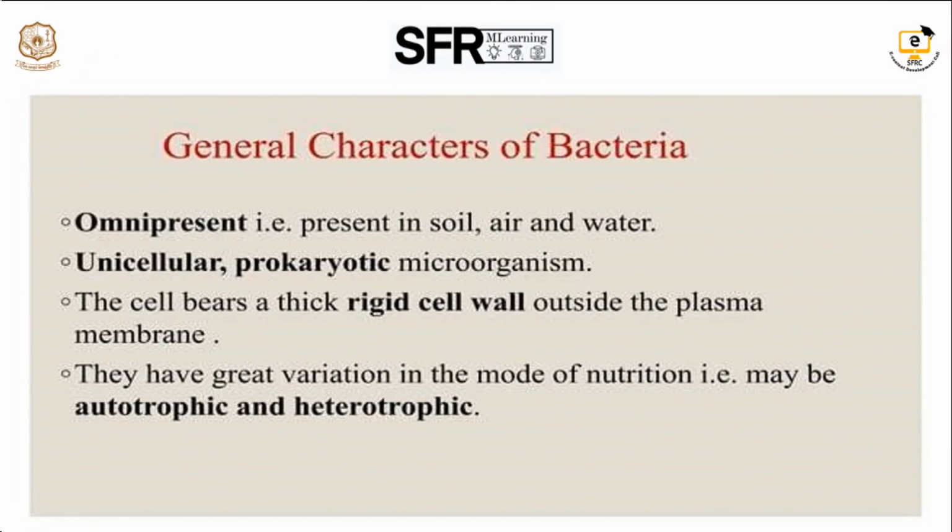Next, I want to tell you about the general characters of bacteria. Most bacteria are omnipresent, that is, present everywhere, as I have already told. They are present in air, water, soil, etc. Most bacteria are unicellular in nature and prokaryotic. They have a rigid cell wall. Mostly they come under autotrophic and heterotrophic nutrition.